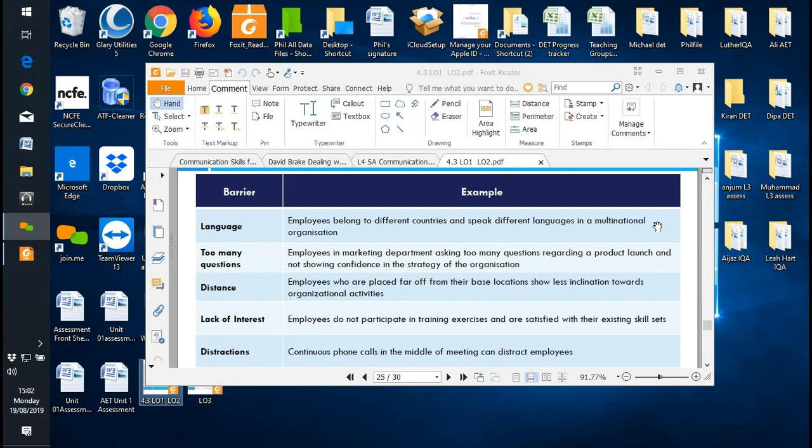Distance. Employees who are placed far off from their base locations show less inclination towards organisational activities. This is becoming more and more prevalent in terms of people working from home. Sometimes they're not available for a webinar or something to come across, or they've done it on the phone and if the connection's not been good, they are less inclined to look at organisational activities when they are basically on their own.